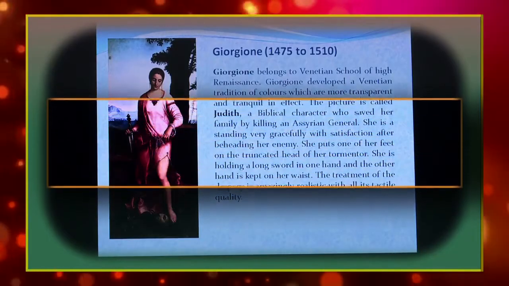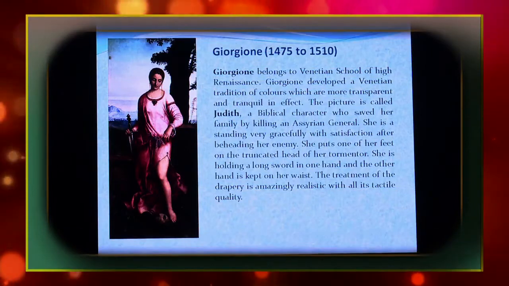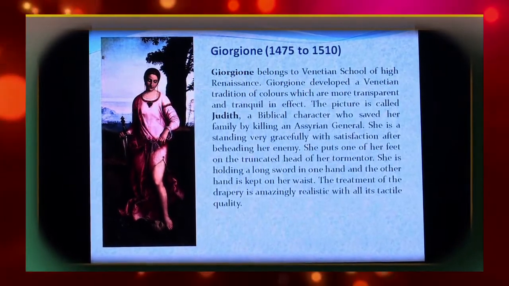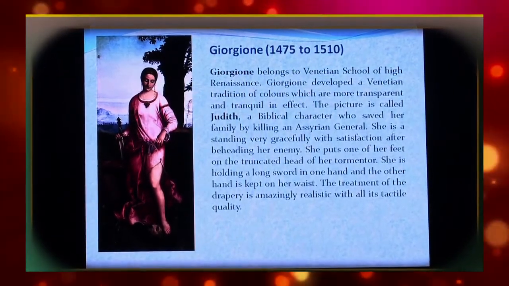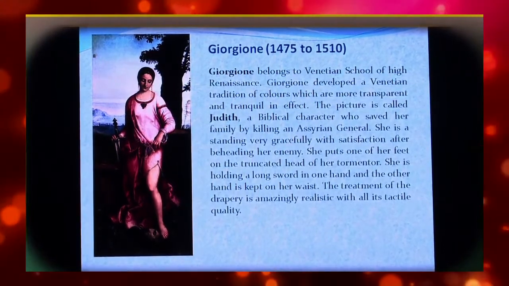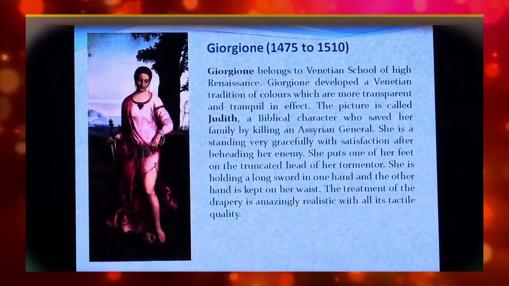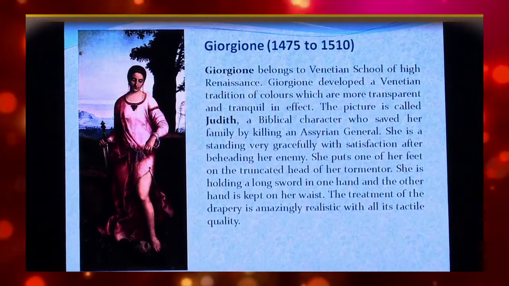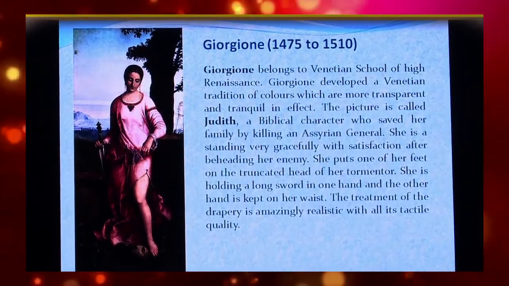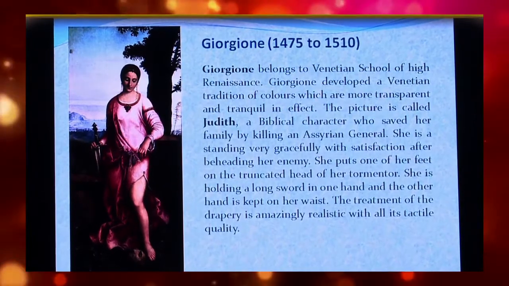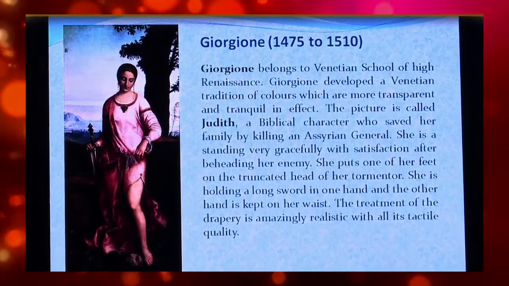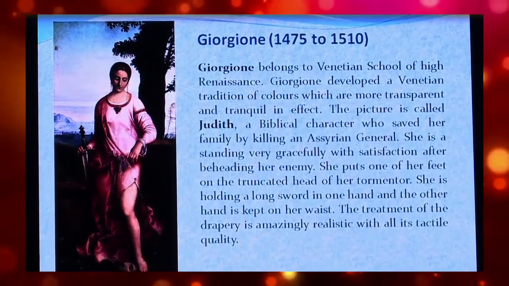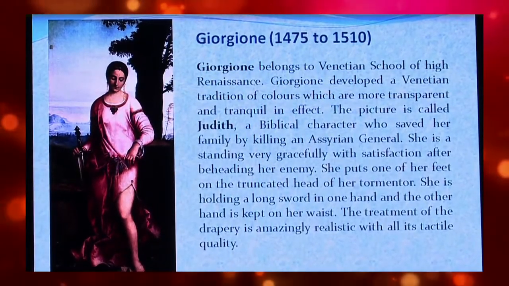Giorgione belongs to the Venetian school of High Renaissance. Giorgione developed a Venetian tradition of colors, which are more transparent and tranquil in effect. The picture is called Judith, a biblical character who saved her family by killing an Assyrian general. She is standing very gracefully with satisfaction after beheading her enemy. She puts one of her feet on the truncated head of her tormentor. She is holding a long sword in one hand and the other hand is kept on her waist. The treatment of the drapery is amazingly realistic with all its tactile quality.